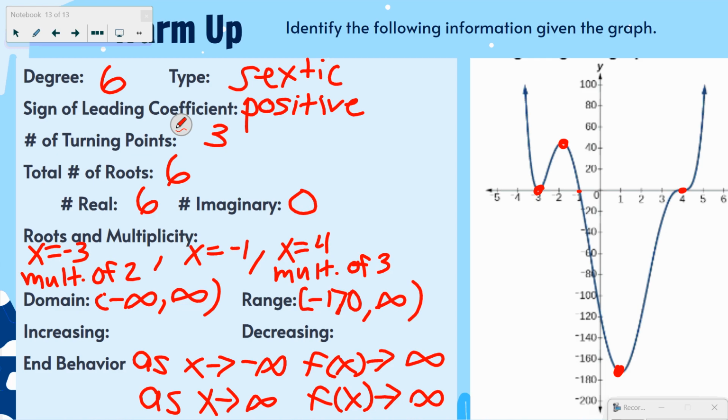And then where are we increasing? From where to where do you see that first? What do you guys see? Where did you first increase? Go from left to right. Negative 2. Good. And where else? Negative 1 to 4. Or 1 to 4, I mean.